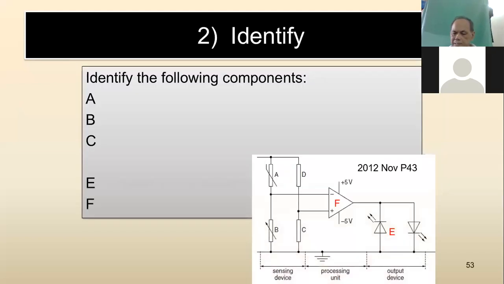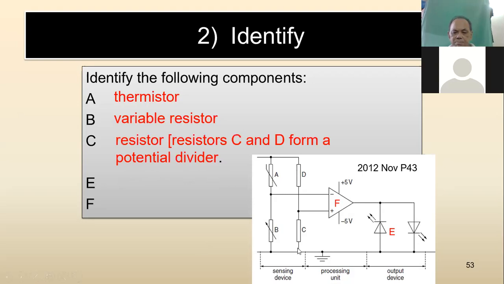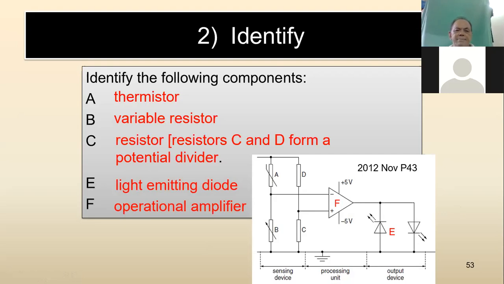Question 2. You need to know what each symbol represents. Identify the following. A, be able to recognize by now, is a thermistor. Then B is your variable resistor. C and D together is a potential divider. A and B is also a potential divider. E is your light emitting diode, or two of them, different color. And then F is your operational amplifier, the amplifier we are interested in this topic.